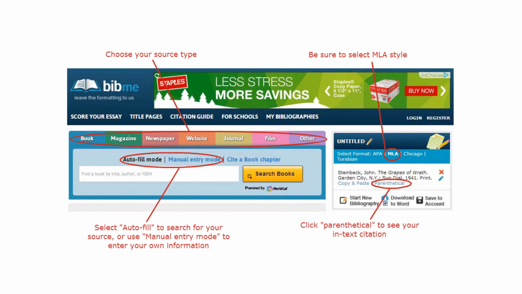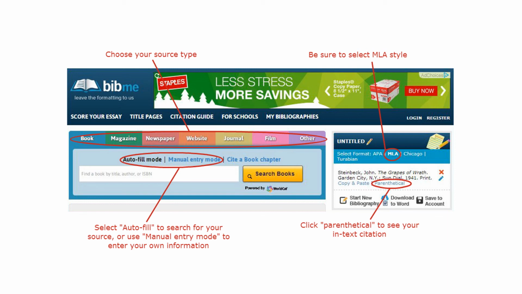This is an image of BibMe, a site where you can create bibliographies with no effort whatsoever. All you have to do is paste your URL or your ISBN number from a particular document into the white box. You choose what kind of document you're going to use. For example, most of the time you're going to be using websites. Okay? Then you're going to search for the book or title.